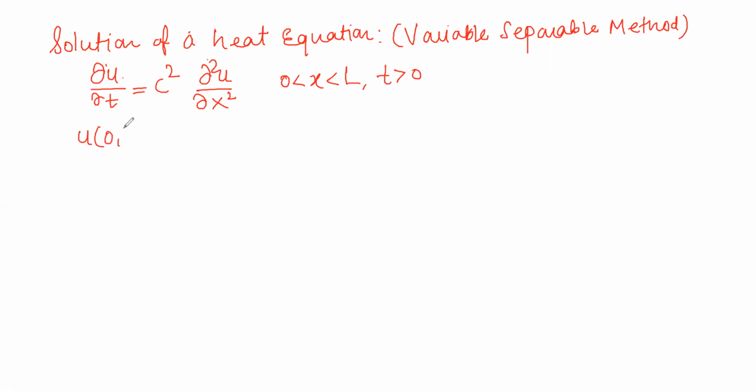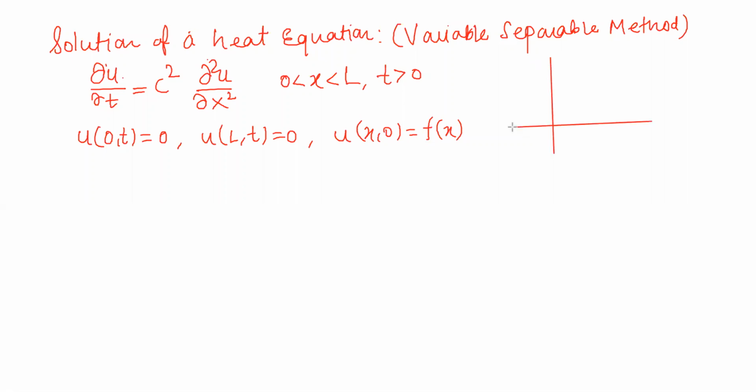So I have u(0, t) equal to 0 and u at the final end also 0, and then I need one more: u(x, 0) equal to my f of x. Now, to understand this, I'll consider a simple example of what we call a rod, or you can say a string, anything you can take.